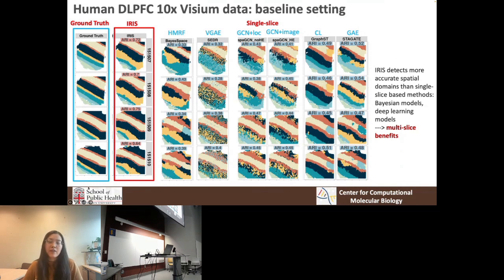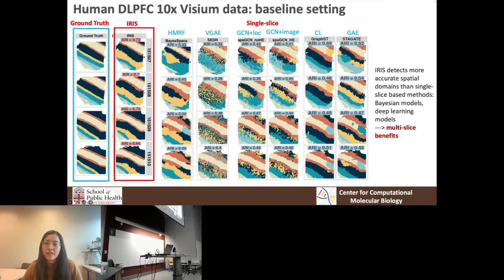And I compare IRIS with the current methods. The first column represents the manual annotation that can serve as a ground truth for us to measure the domain detection accuracy, and the second column is our results for detected domains. The first group of methods that we compare is the single slice-based methods, because we want to see whether the model really benefits from jointly modeling them.